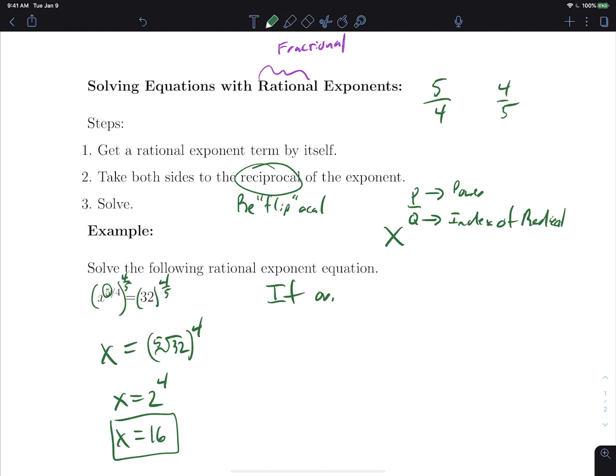So if the original numerator is even, use plus or minus. That's one thing to keep in mind here.